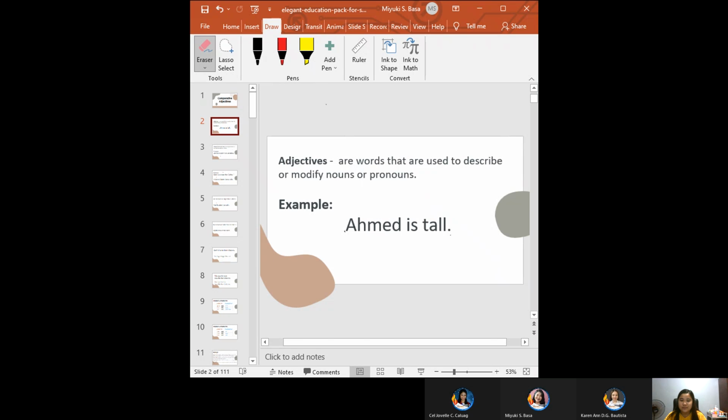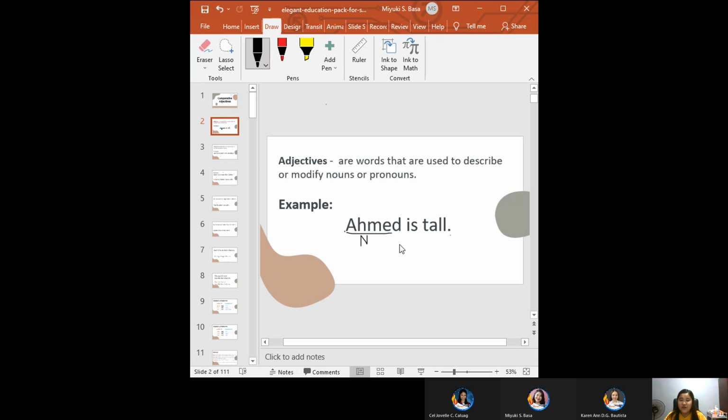For example, can you please read the example, Ms. Kaluwag? Ahmed is tall. Okay, thank you, Ms. Kaluwag. So first, let's identify what is the noun in the sentence. The noun in the sentence is Ahmed. Okay, correct. Ahmed is the noun in the sentence.